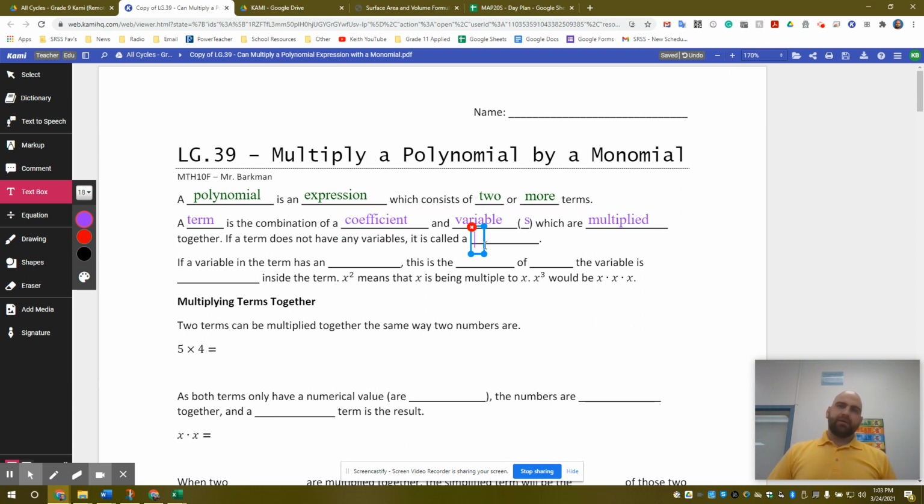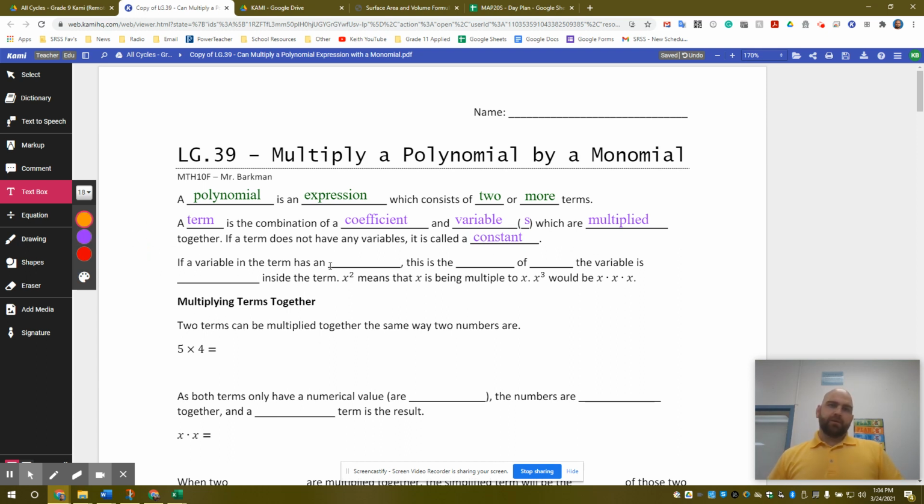Now, if the term doesn't have any variables, we could have terms that don't have any variables, we call that a constant. And we're going to take a look at what these terms are and what a polynomial looks like. A polynomial can have any number of terms. If it's only a one-term polynomial, we don't really call it a polynomial, we call it a monomial. But in this case, polynomial is just going to refer to our combination of terms.